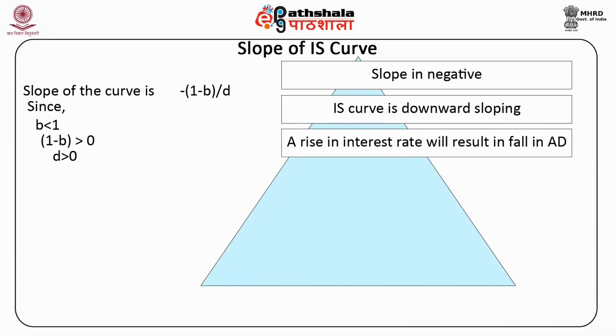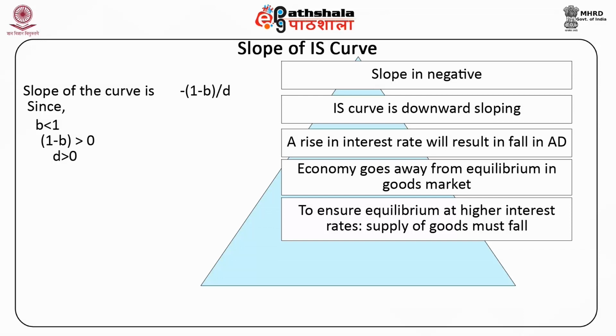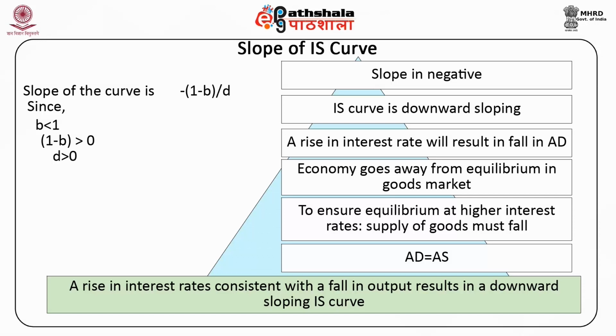The downward sloping curve can also be seen intuitively. A rise in interest rate will result in a fall in AD. This will take the economy away from equilibrium in the goods market. In order to ensure that the goods market remains in equilibrium at higher interest rates, the supply of goods must fall so that AD is equal to AS. Thus, a rise in interest rates consistent with a fall in output results in a downward sloping IS curve.